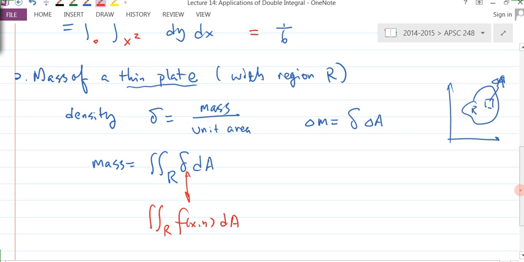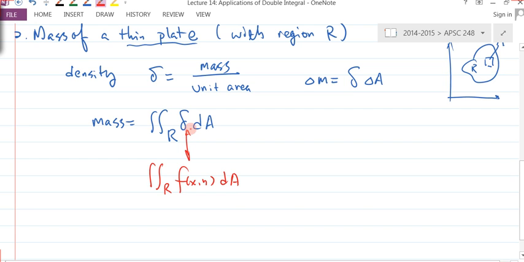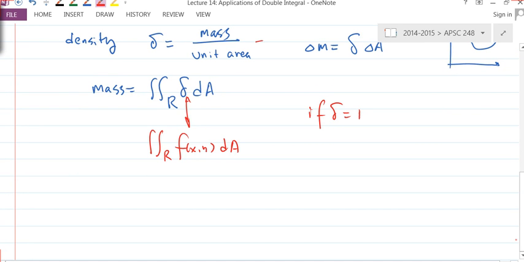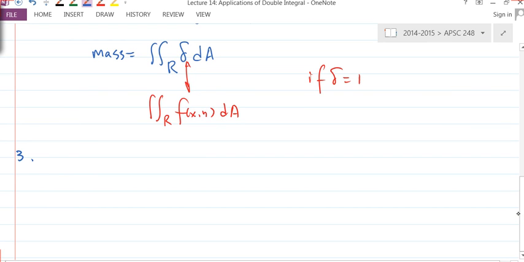So that's mass. And if you have a density function delta equal to 1, meaning uniform distribution, what does this mass turn out to be? This formula actually turns out to be the area, right? It's the area. So that's number 2 application. This is very simple. Number 3 is a sort of enhanced application now.